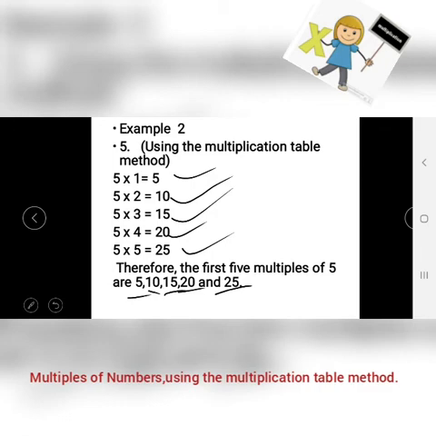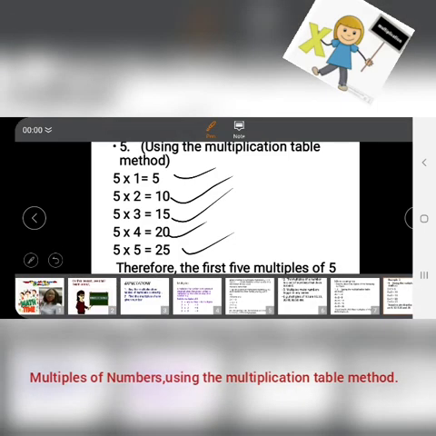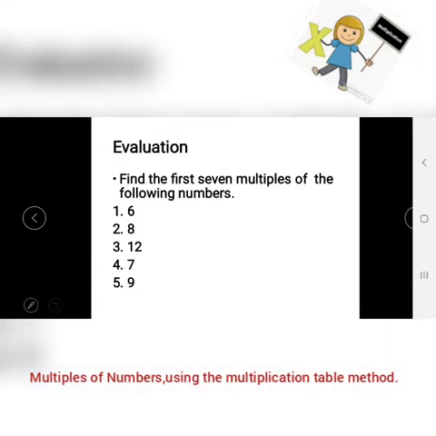You can be asked to give out the first 10 or 20 multiples of any given number. All it needs you to do is keep multiplying until you get to the number you're asked for. Do not forget that you can also do a skip count. Now here is an evaluation for you. Find the first 7 multiples of the following numbers: 6, 8, 12, 7, and 9.